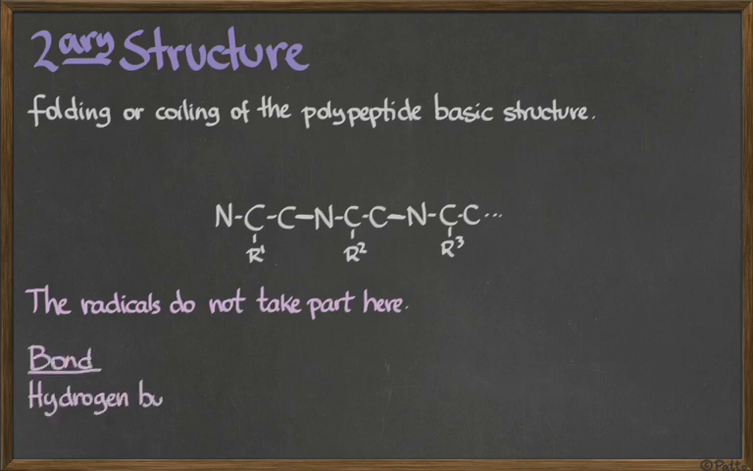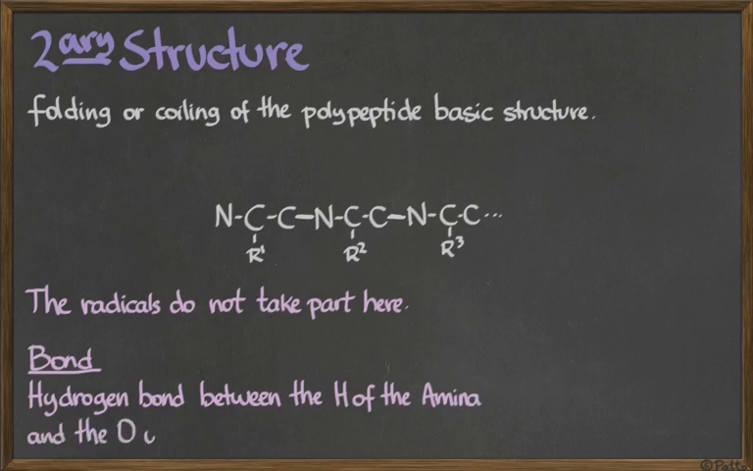What will make this folding or coiling is hydrogen bonds between the hydrogen of the amino group and an oxygen of the carboxyl in another amino acid way ahead. In this example here, I'm taking the third amino acid and the first amino acid, and we have the hydrogen in the amino group of the first amino acid and the oxygen in the carboxyl of the third amino acid, and voila, they are connected by hydrogen bonds.